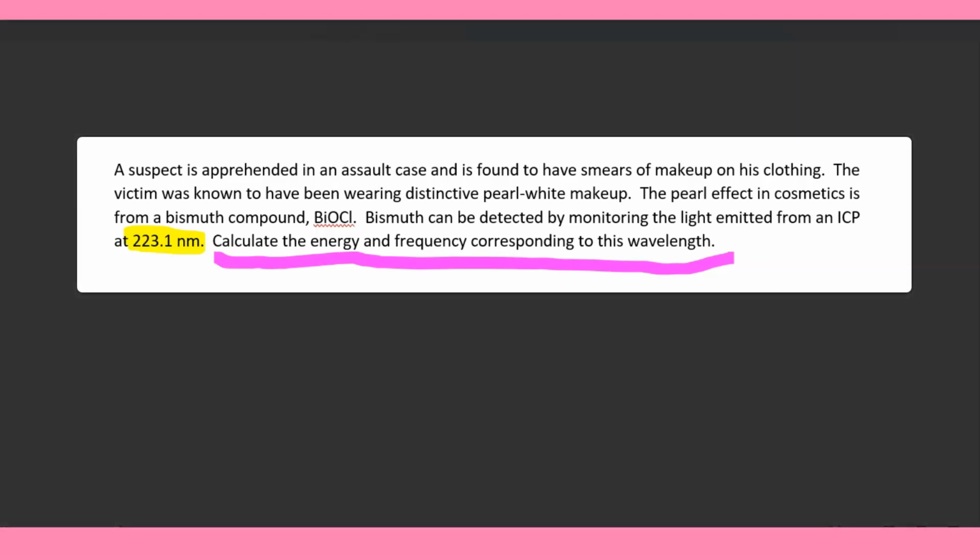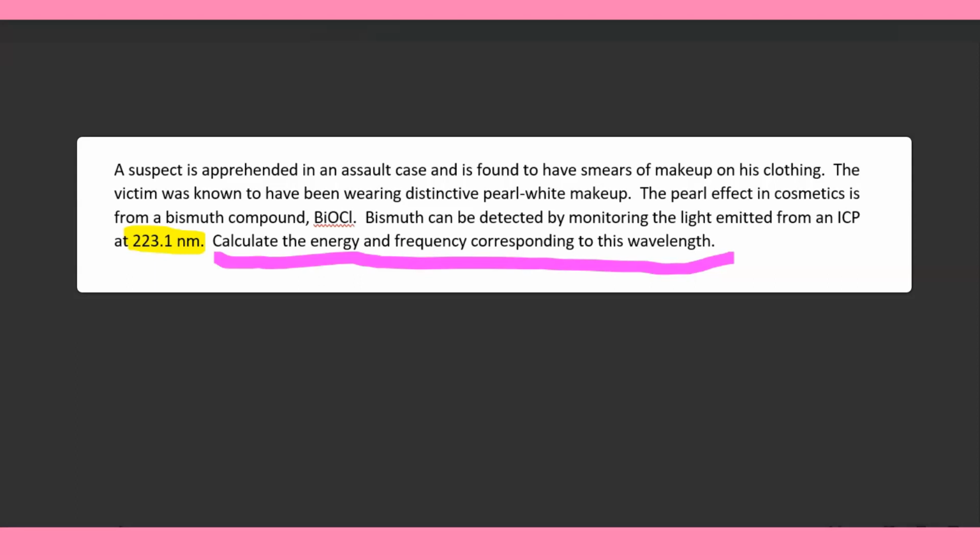Here, a suspect is apprehended in an assault case and is found to have smears of makeup on his clothing. The victim was known to have been wearing distinctive pearl white makeup. The pearl effect in cosmetics is from a bismuth compound, BiOCl. Bismuth can be detected by monitoring the light emitted from an ICP at 223.1 nanometers. Your job is to calculate the energy and frequency corresponding to this wavelength.